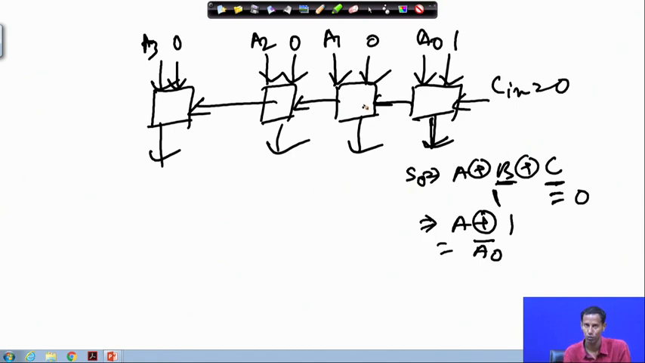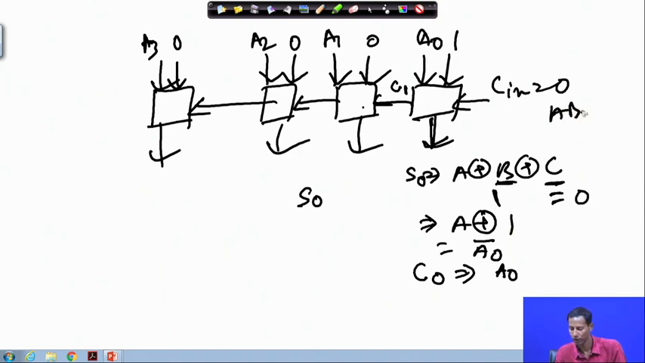Then next, what is this? Here it can produce one carry that is C1 if I write. So, at that time what will be the carry out here? That will be A0, that means that is AB plus BC plus CA. Okay. So, C is 0 in both the cases, so only the AB. So, that means this is A0. B is 1, C0 is A0.